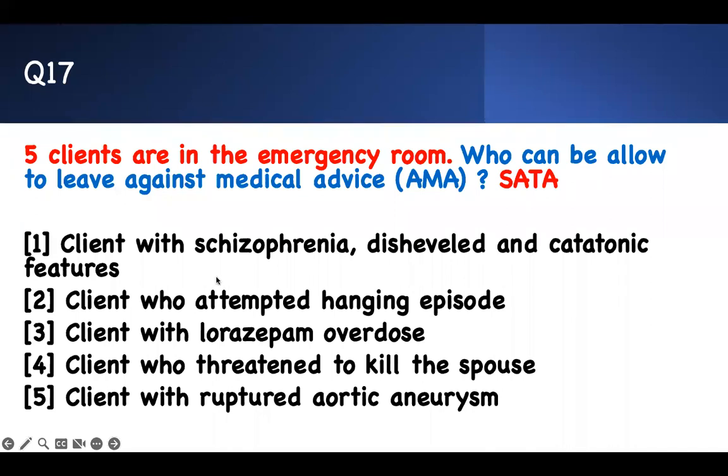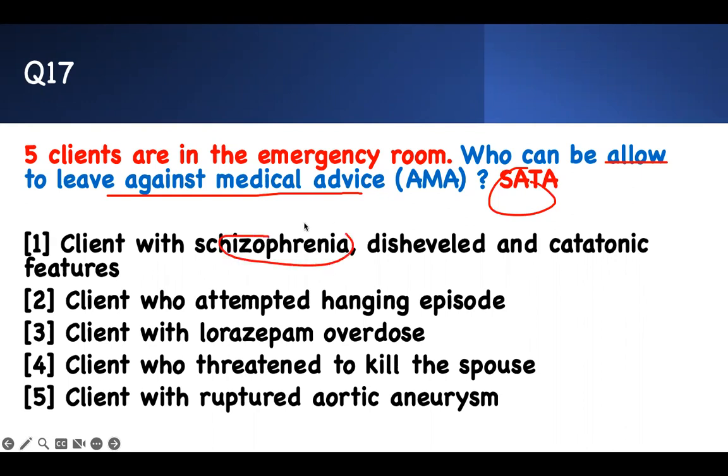This is another question. These ones are all thinking questions. Select or apply. Five clients are in the emergency room. Who can be allowed to leave against medical advice? You know the criteria of medical advice. It cannot be what? Intoxicated. It cannot be at the risk of harming somebody or themselves. They can take care of themselves. They are not in legal hold. And then they're competent. They can leave, right?